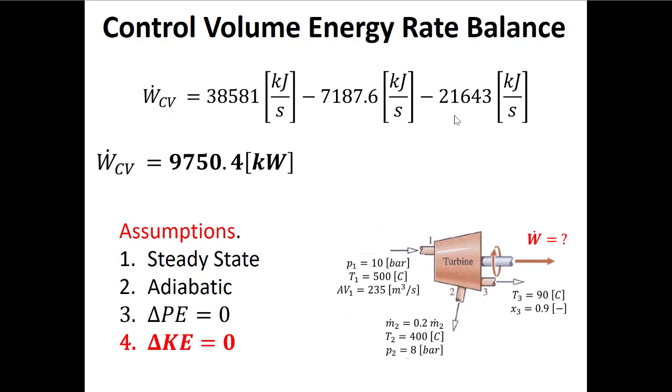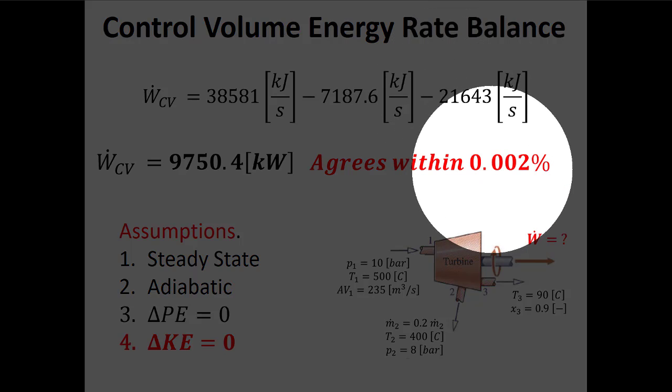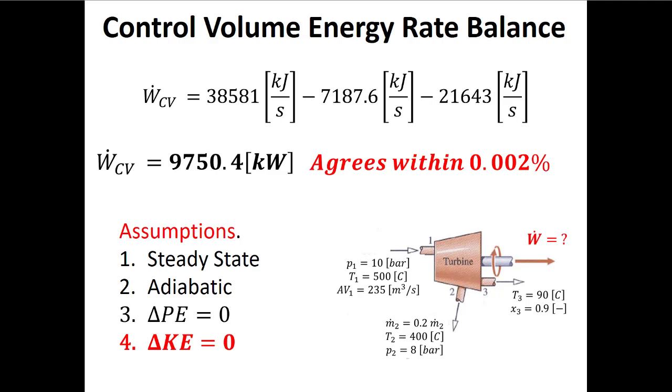So here, again, if I do this, I also get 9,750-ish kilowatts. So my agreement between my solutions with and without the kinetic energy is 0.002%. So these two models, with and without kinetic energy, tell me the same thing. Now, this is going to be true for lots of the components that we're going to talk about. It's going to be true for turbines. It's going to be true for pumps. It's going to be true for heat exchangers.